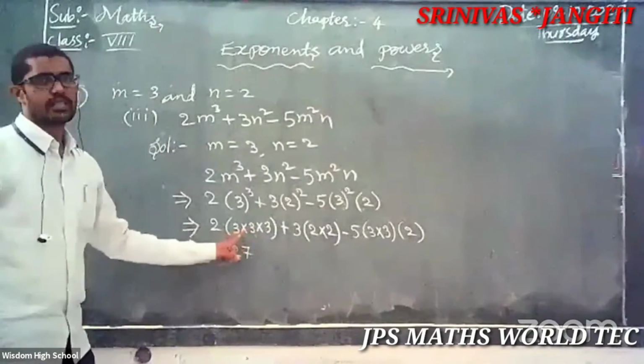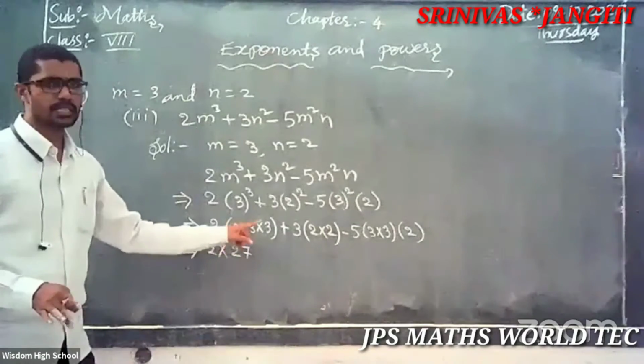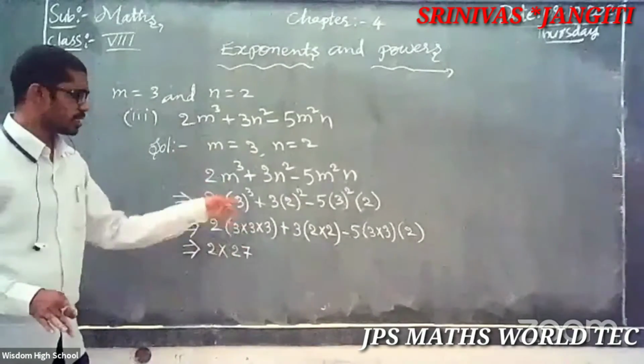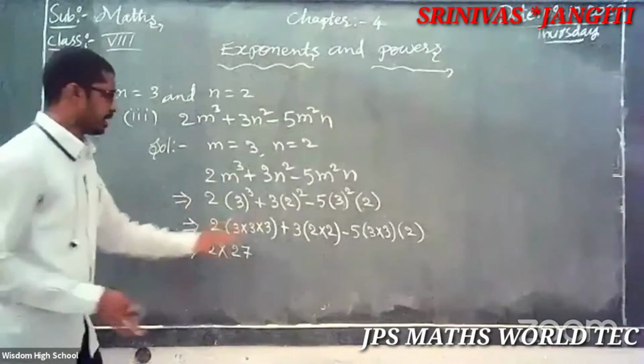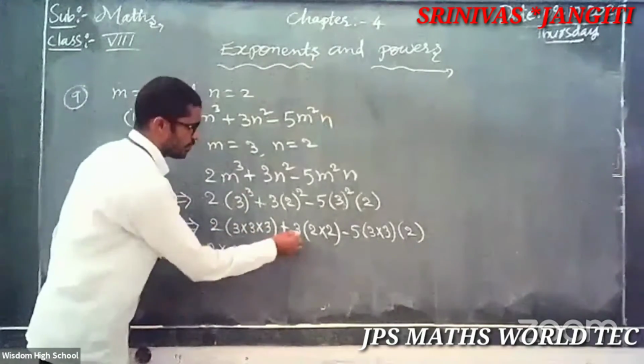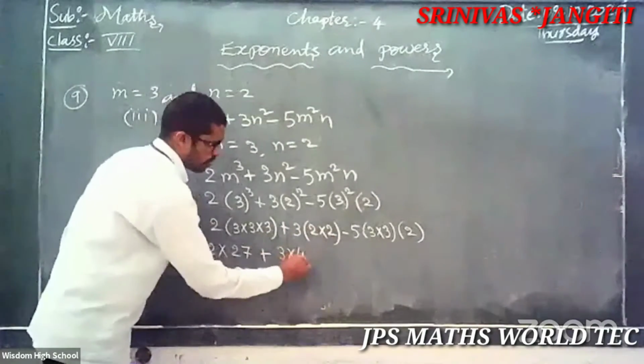3 3s are 9, 9 3s are 27. Simple now, that is. All of you clear? Not here, 3. 3 into 3, 3 3s are 9, 9 3s are 27. Then after plus, what is here? 3 into 2, 2 2s are 4.